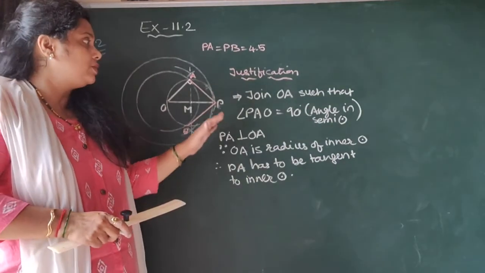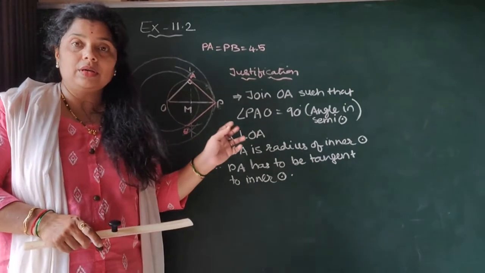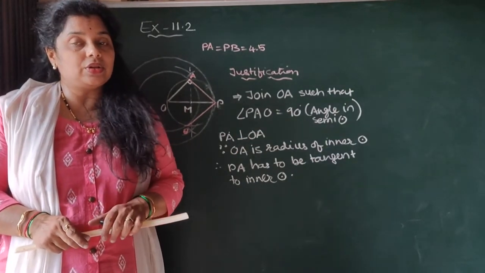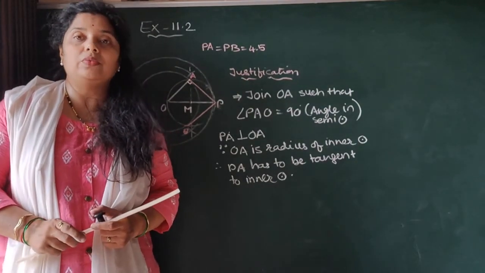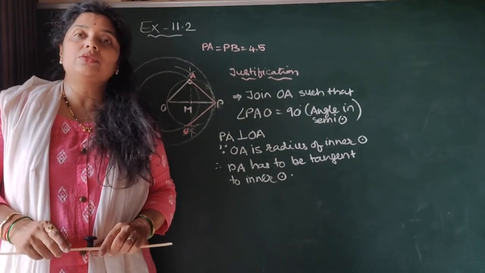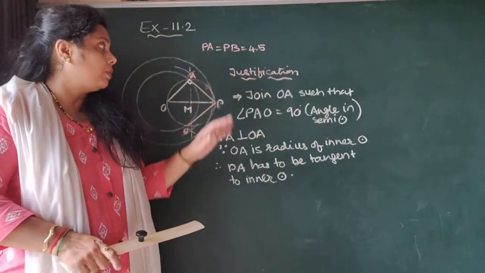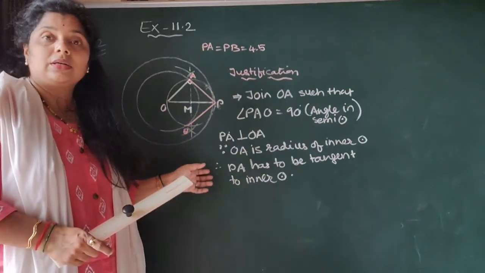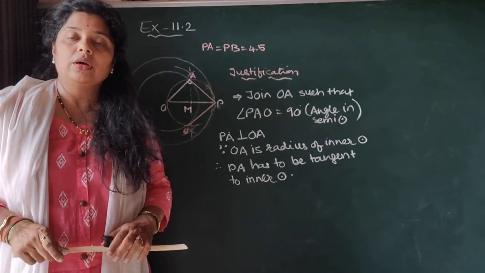So like this you can write down the steps of the construction in your own words also, and if the justification is asked in the examination, then only you have to write down the justification. Is it clear? In the next lecture we will solve questions 3 and 4. I hope you can easily construct the given questions, and you can do it on your own.